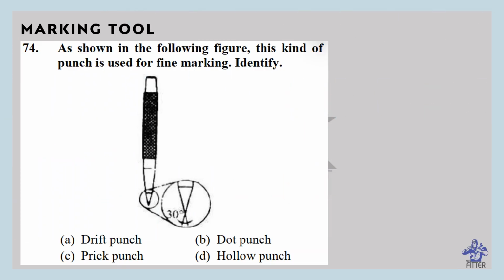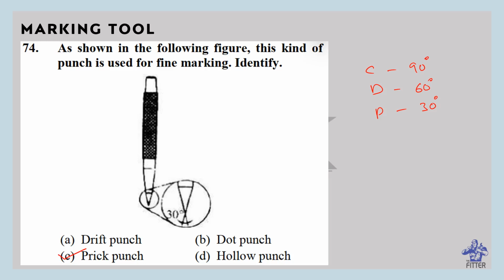As shown in the following figure, this kind of punch is used for fine marking. Identify. So 30 is for prick punch. We discussed that C, D, P, right? C for center, that is 90 degrees. D for dot, that is 60. Prick punch, 30. So option C, that is prick punch.